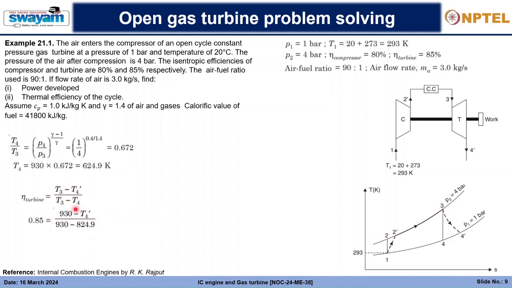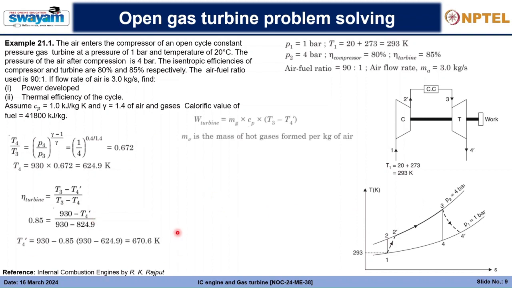And here we know all the values except T4 dash. We will solve for T4 dash, and finally we will get the value of T4 dash to be 670.6 Kelvin, right? So now we have this value.